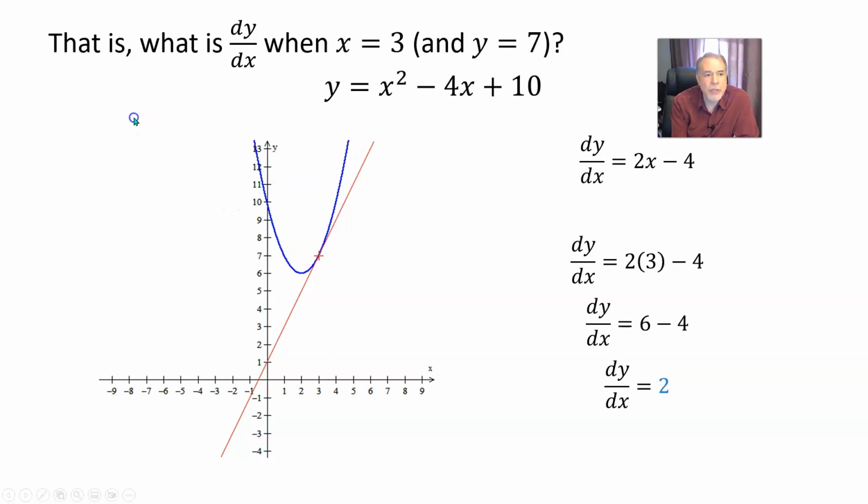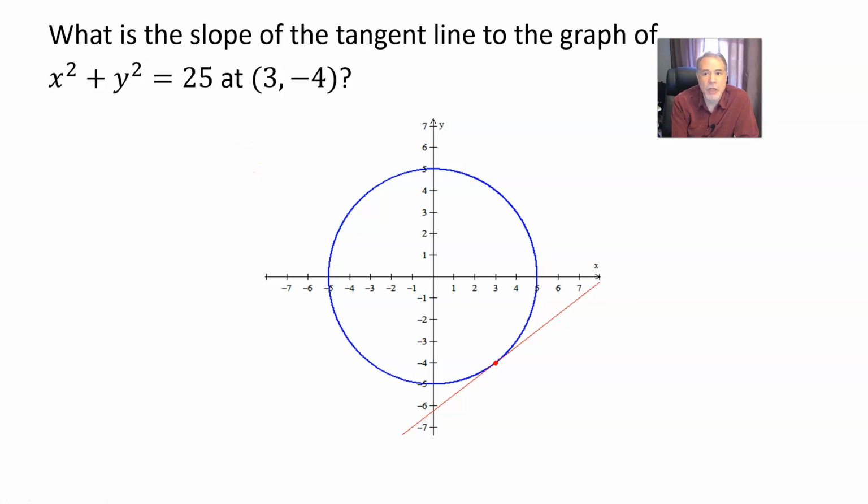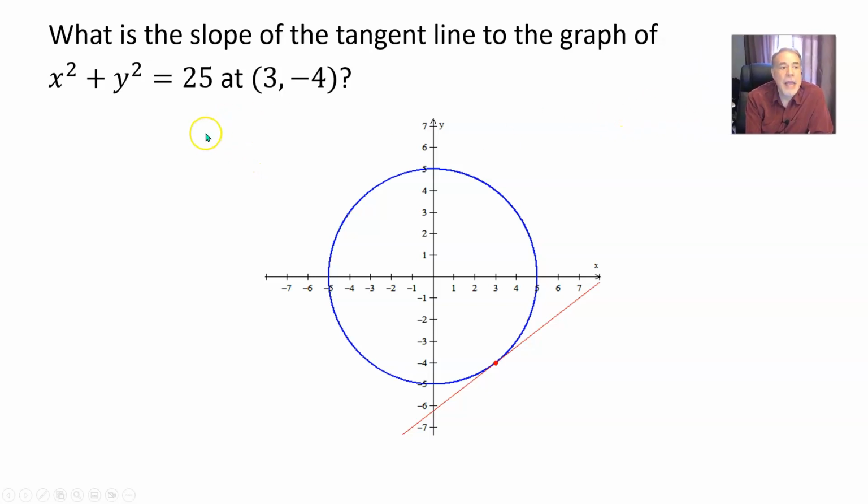Now, what about this question? What is the slope of the tangent line to the graph of x squared plus y squared equals 25 at the point (3, -4)? At first, this looks like the same kind of question, but one thing that's different here is that we have an equation that is not solved for y. Here, we're dealing with the graph of an equation that's not set up as y equal to some function of x. Instead, the x's and y's are all mixed up together.